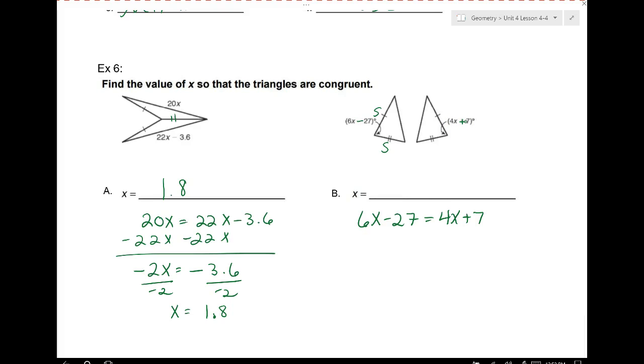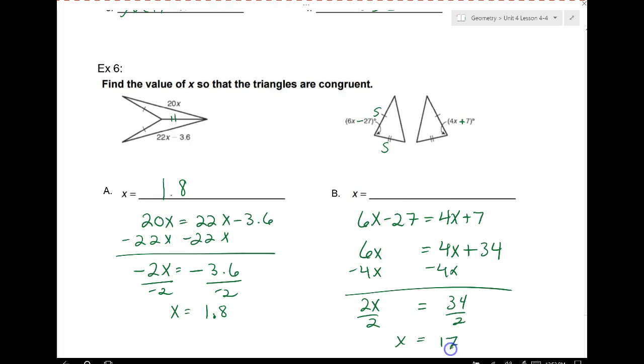So let's keep going. What do I do next? Anna, what do I do? All right, so you were going to add the 27. So we're going to add the 27 to both sides. So I get 6x is equal to 4x plus, what does that give me? 34. Minus the 4x, not just the 4, right? The 4x. All right, guys, so I get 2x is equal to 34. 17. X equals 17. Yeah, what do you guys think? Not too bad, is it?